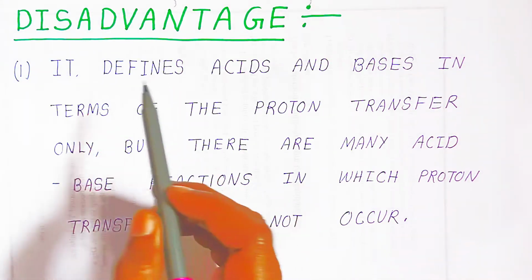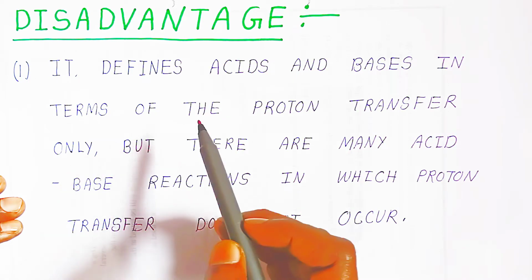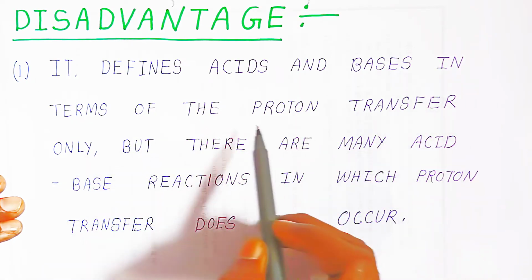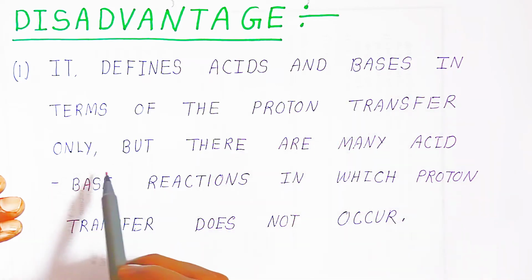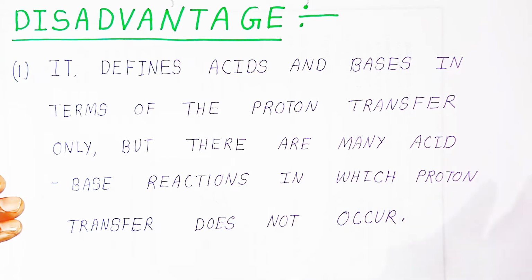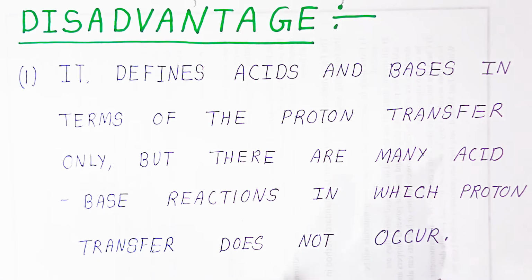Okay students, now what are the disadvantages students? It defines acid and base in terms of proton transfer only. So these are the disadvantages of the conjugate acid base concept. Only protons are important here, so proton transfer only, but there are many acid base reactions in which proton transfer does not occur. So these are the disadvantages only. This is the only disadvantage students.